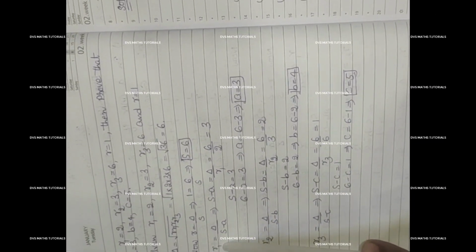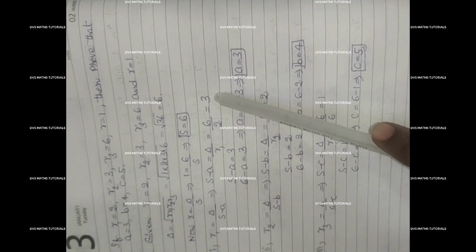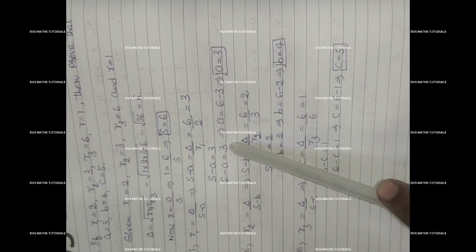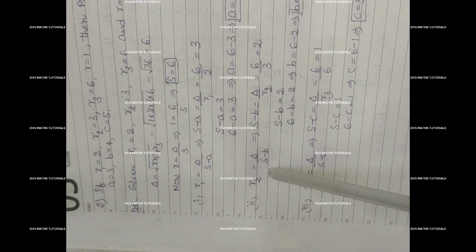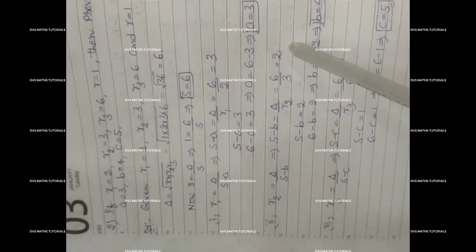Now r1 equal to delta by s minus a. S minus a is equal to delta by r1, 6 by 2 which is equal to 3. S minus a is equal to 3. 6 minus a is equal to 3. What is the value of a? 6 minus 3, that is equal to 3. Next one is r2 is equal to delta by s minus b. S minus b is equal to delta by r2, 6 by 3 which is 2.